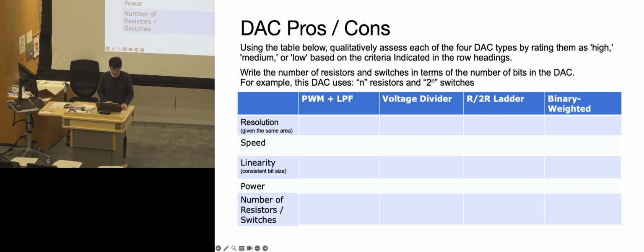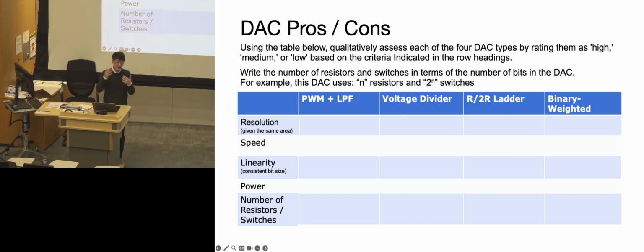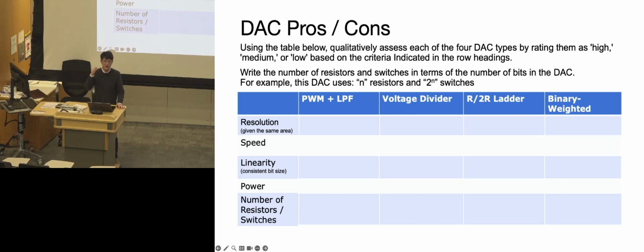You can rank any of them as high, medium, low, as well as speed, resolution, linearity. Linearity is basically how likely each of your steps is the same at different bit configurations. So say if you increase from 0001 to 0010, is that step the same as increasing from, say, 0110 to 0111? And the power and number of resistors and switches. Feel free to talk to your neighbors, and we will check back in probably 5 to 10 minutes.